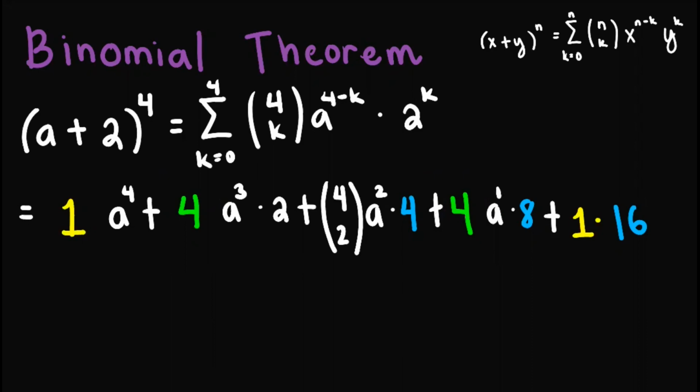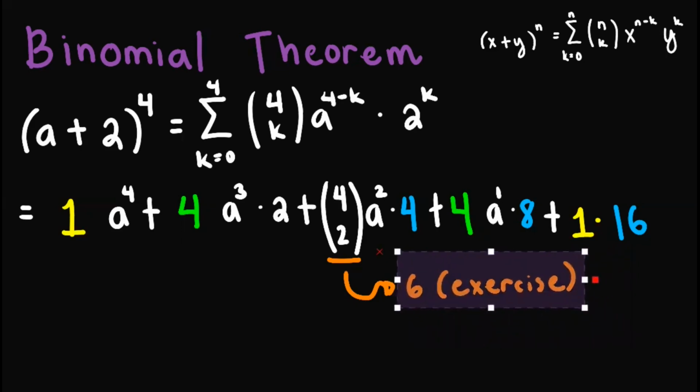Now, as an exercise, you can verify that 4 choose 2 is equal to 6. So let's write this one, exercise. And so, yeah. This one, oops, apologies, it should be 6. Yeah, my bad. This one simplifies into 6.